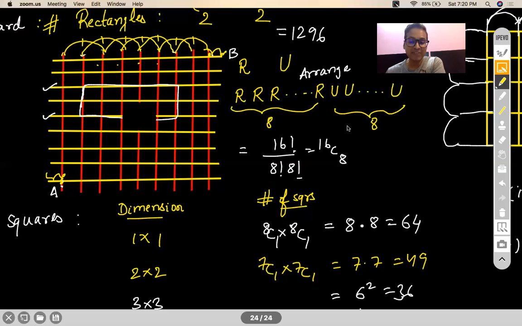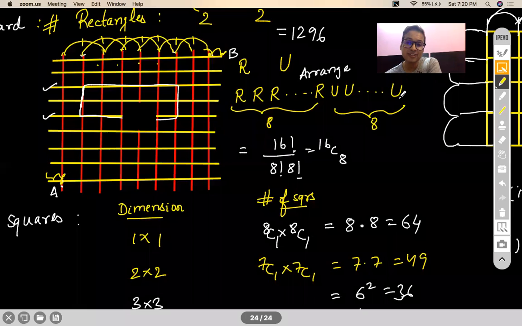16 factorial divided by 8 factorial 8 factorial. Madhav, the answer to this is how many 16 letter words can you make from 8 R's and 8 U's? So you have 16 objects, out of which 8 are identical of type 1, 8 are identical of type 2. Won't you divide by 8 factorial 8 factorial?